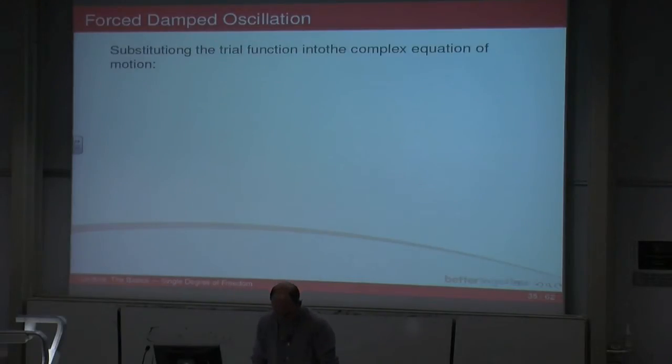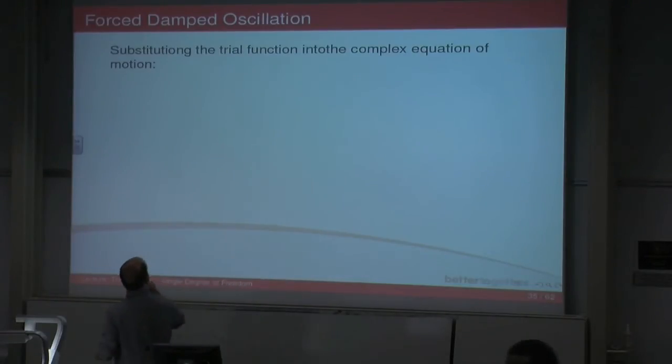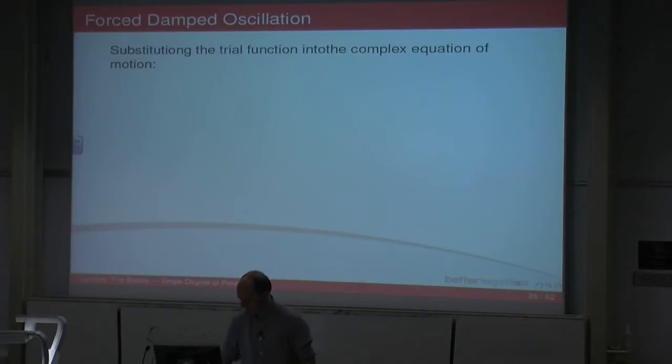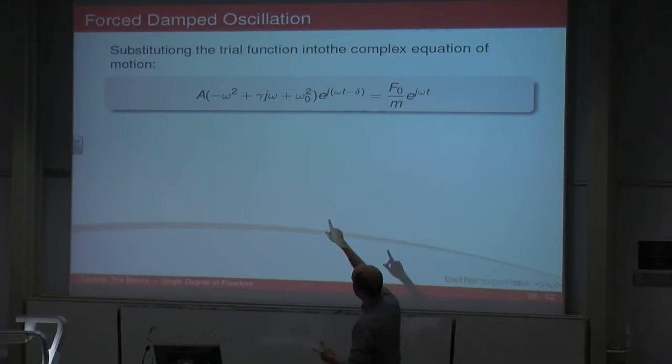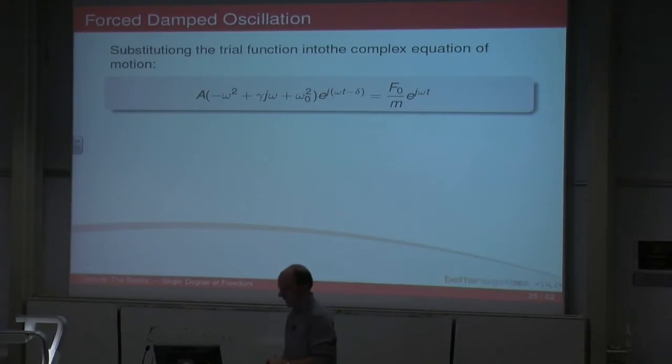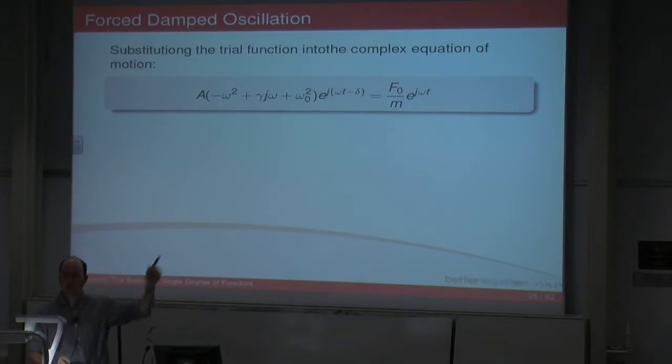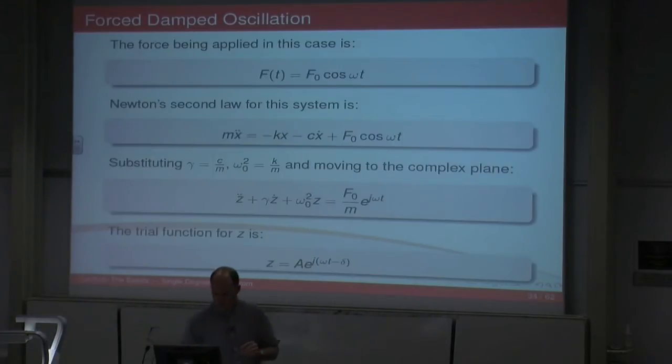Right, so we've got that trial function, and we're going to substitute that trial function into the complex equation of motion. Notice there's a small typo there. So we take that trial function, we take the second derivative of it and the first derivative of it, and we then insert them into our equation. Are we all clear where I got the second and first derivative terms from? Yeah? We go back to the trial function.